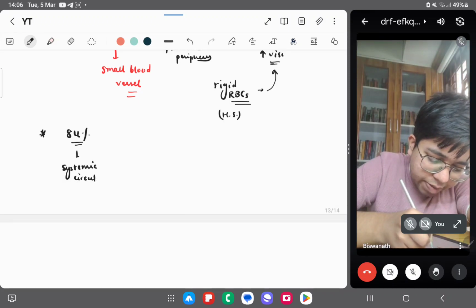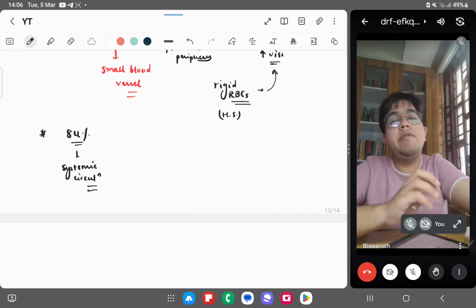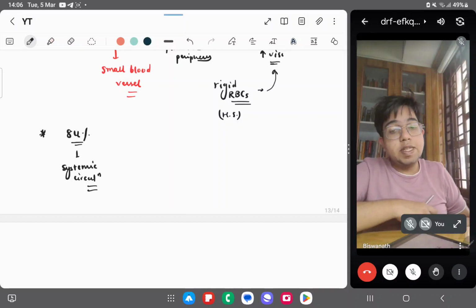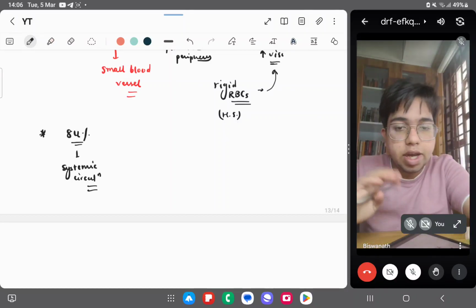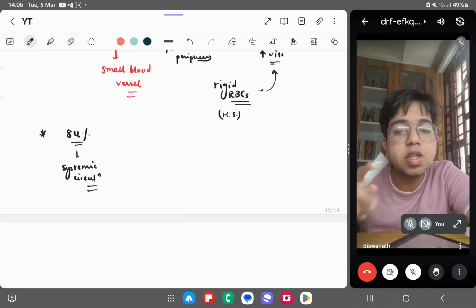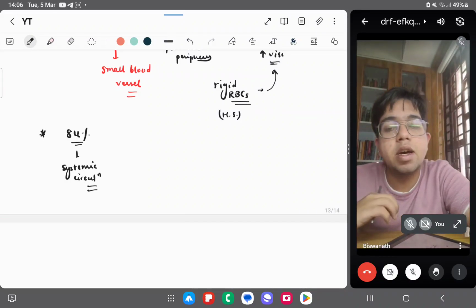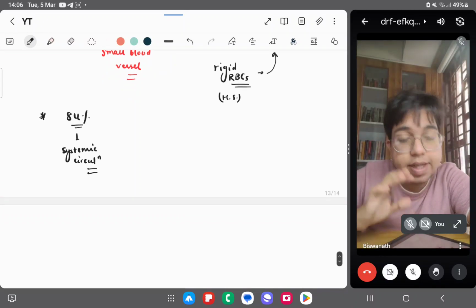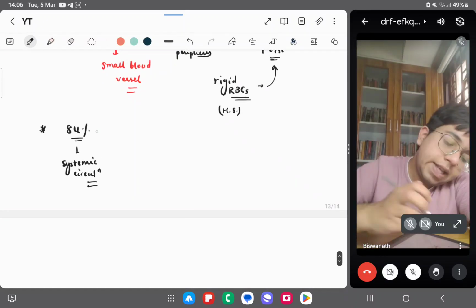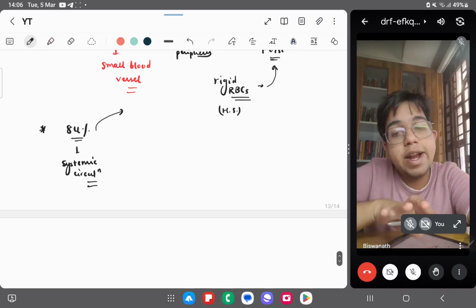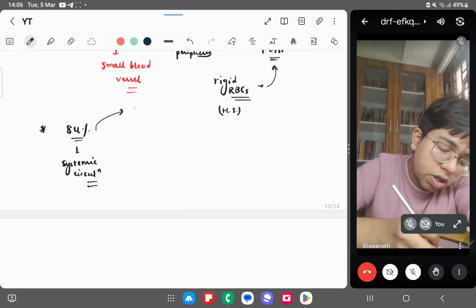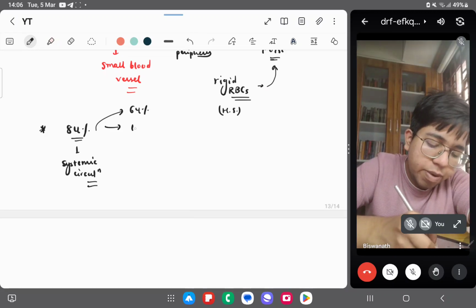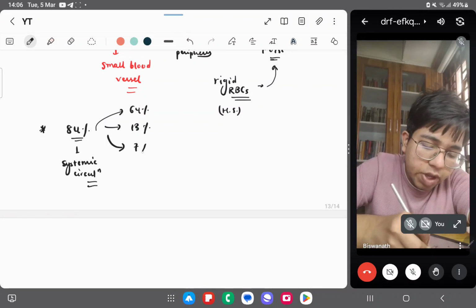You know about the systemic and pulmonary circulation, I believe. Systemic circulation is where blood is circulating throughout the body, and pulmonary is when it goes to the lungs to get oxygenated and comes back to the heart. Okay, so in systemic circulation, there's 84% of blood, and this 84% is also divided in three parts. The proportions I'm writing: 64%, 13%, and 7%.